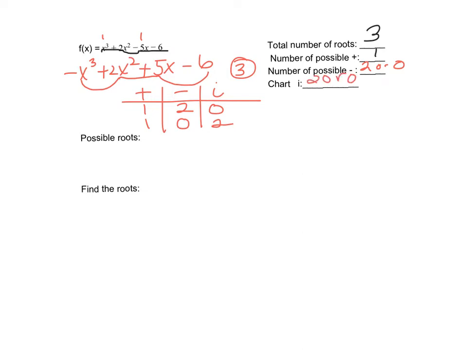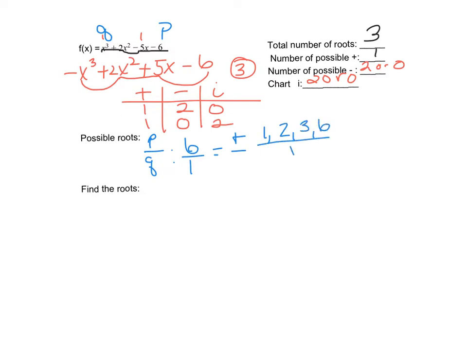I'm going to figure out the possibles. The possibles deal with the p over the q. So the p is the last term and the q is the first term. In this case, the p is 6 and the q is 1, which makes it kind of easier. So I'm going to write the factors of both of those. It's always going to be a plus minus, so the factors of 6 are 1, 2, 3, and 6, and the factors of 1 are just 1.